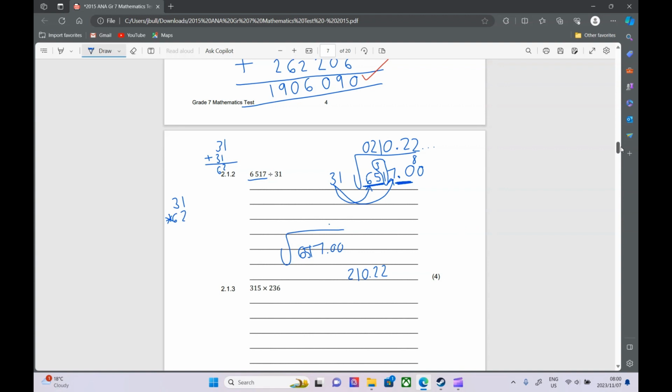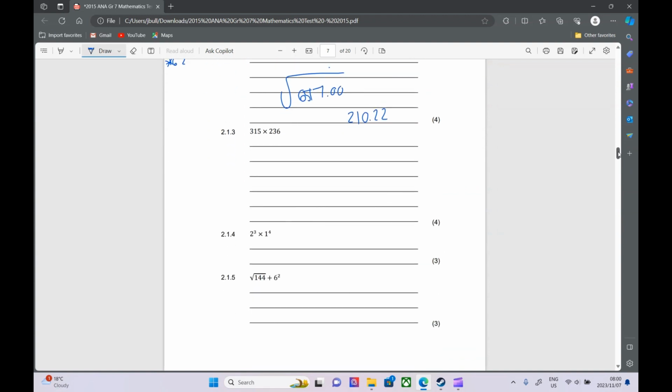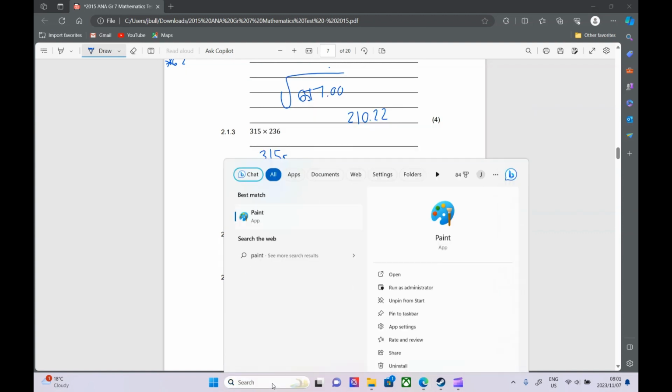Then we've got a multiplication one, 2.1.3: 315 times 236. There are a few different ways of multiplying. I'm just going to show the column method, but if you need me to show a different method, I can. You write the numbers underneath each other, 236. We go 6 times 5 is 30. Then we add a 0 because we're going into the tens. 6 times 10, so 6 times 1 is 6. I'm going to need a lot more space here. Hang on, let me get a blank page.